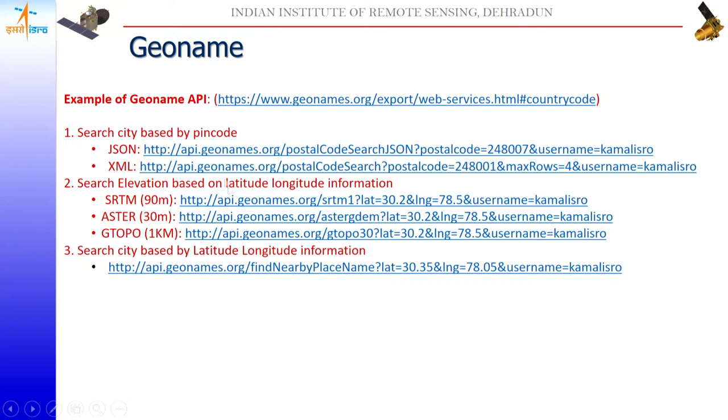Or suppose I want to find out the elevation data at a particular latitude and longitude at a particular location. That can be obtained from SRTM, ASTER, GTOPO, 1 kilometer data sets. So these all can be explored. Try to explore this GeoNames as well. It is basically providing the data in the form of an API or in the form of a web service only.